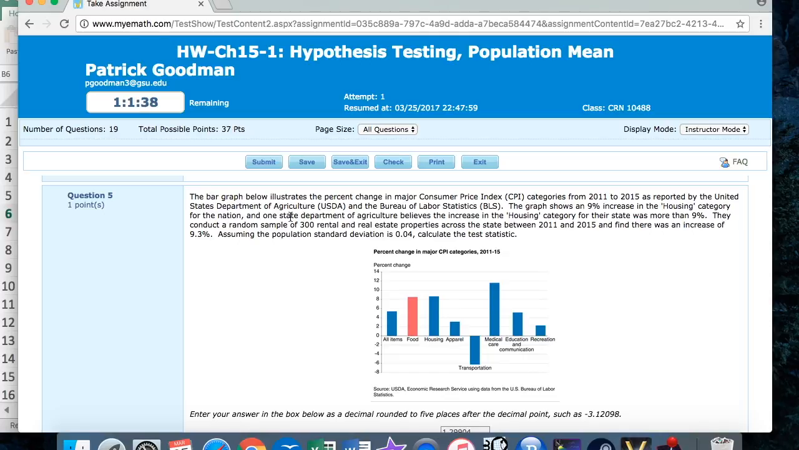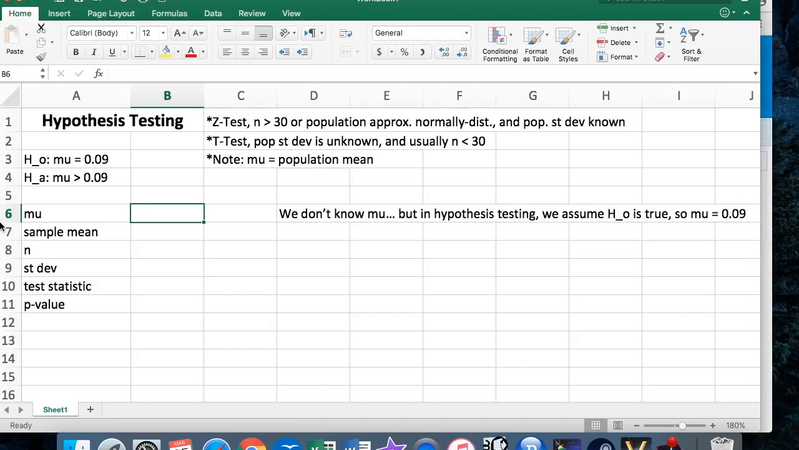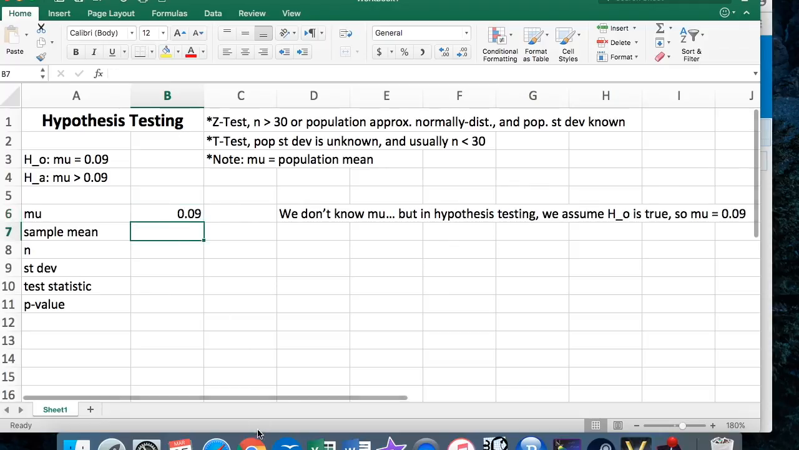So here they say that one state department believes the housing category for their state was more than 9%. So their state is different from the entire population. Okay, but here we don't know what our population mean is for that state, right? We only know a sample of the state. So since we assume that the null hypothesis is true, you have your approximate value for mu. Now remember, in hypothesis testing, we're trying to show that this is not the case for mu, right?